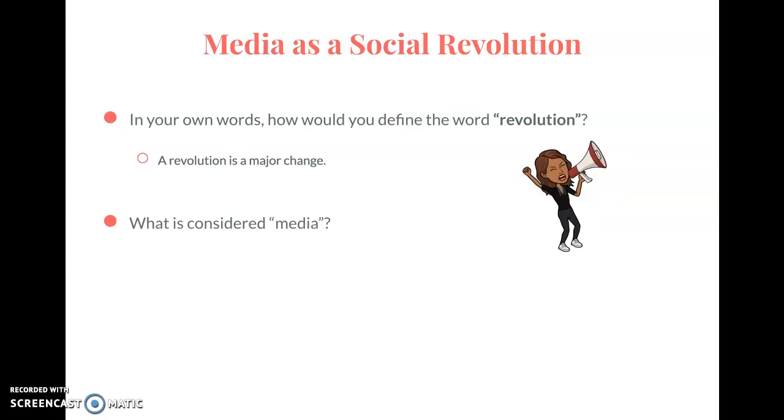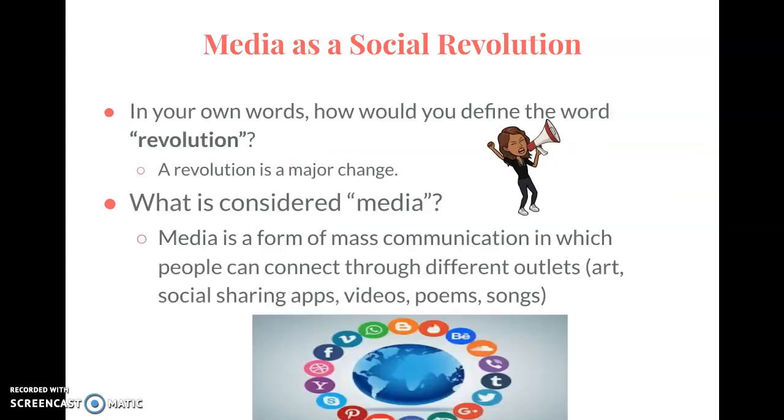And what is considered media? If media is a social revolution, we really need to have a clear definition of media. Media is just a form of mass communication, so communicating with a bunch of people, where people can connect through different outlets. So art, social sharing apps like Instagram, videos, poems, songs, dance can be media. Media is essentially anything that is used to communicate a message from one person to the next.